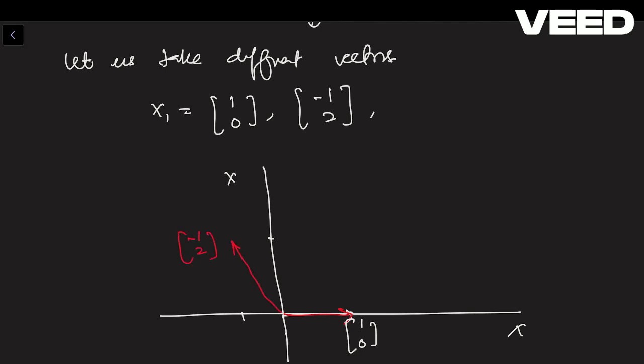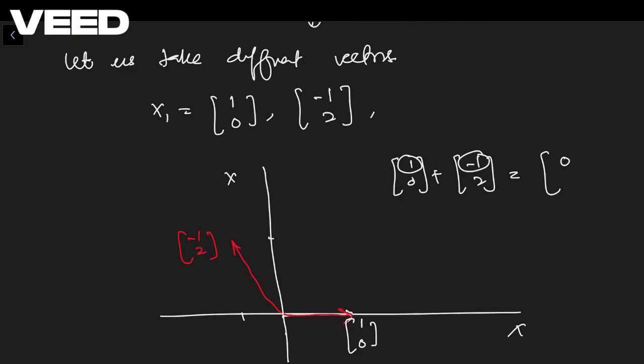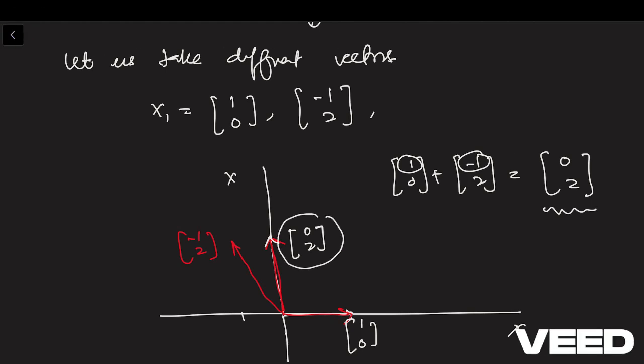Minus 1 2. Okay, now if we add these two vectors, how can we add them? Simply by vector addition. The x component will be added to the x component of the other vector, so this is 0, and the y components will be added, and this will result in 0 2. Okay, and now we can plot this vector in this plane as well. You have 0 x component and 2, so the resultant vector is this one, and this vector again lies in the same xy plane, right?